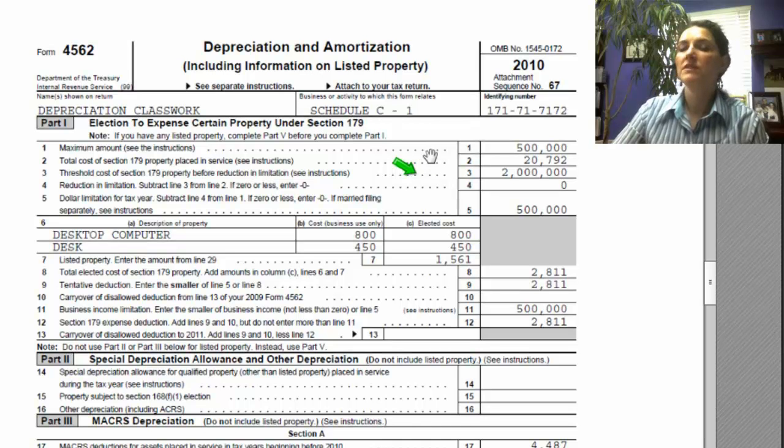The profit of the business is more than the value of assets that we want to claim a Section 179 deduction on, so we're okay there. But exactly what do we enter as a number on line 2? It says enter the total cost of Section 179 property placed in service during the year. Well, let's just scroll up a couple of pages and I'll show you how we figured that entry.